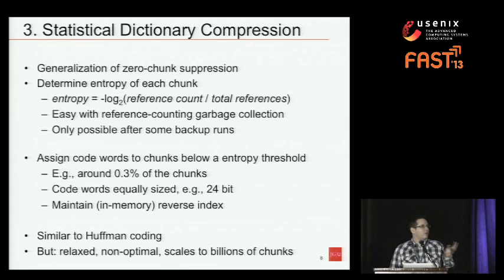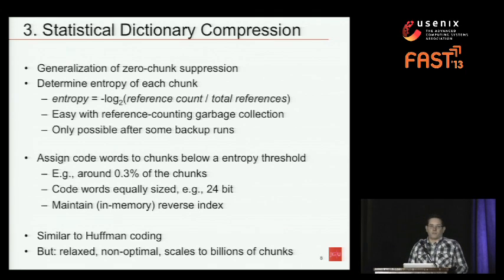The third approach is called the statistical dictionary approach, and here we use a statistical model of the usage of fingerprints in the system. It can be seen as a generalization of the chunk fingerprint, zero chunk suppression approach, because it assigns code words to highly used fingerprints. Here we determine the entropy of each chunk in the system. The entropy is a function of the probability that the chunk is used in the system, and this is a function of the number of references of the chunk in the system.